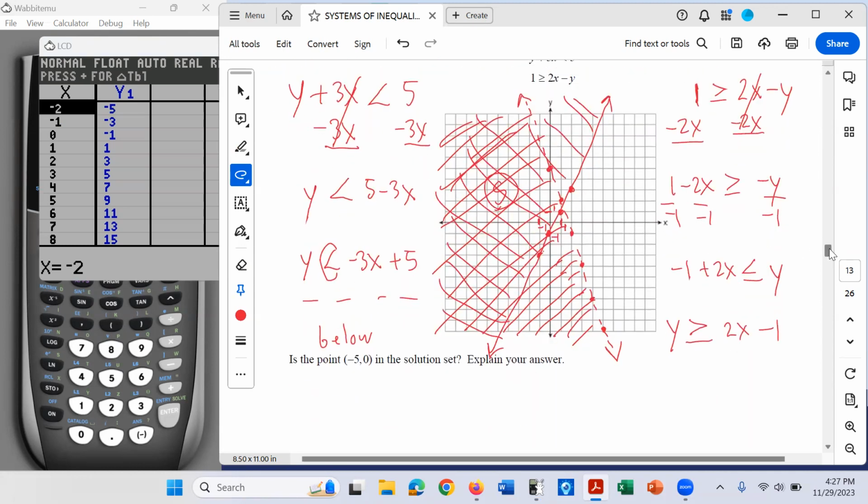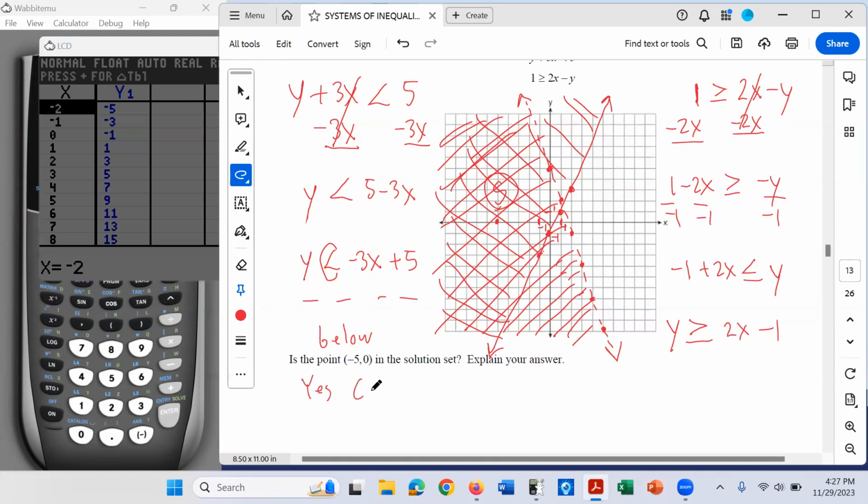Now let's talk about the last part of this question. It says, is the point -5, 0 in the solution set? And explain your answer. Well, let's try that. -5, -1, 2, 3, 4, 5. That's absolutely in my solution set. Why? Because it's right there in the double shaded area. So I would say yes, -5, 0 is in the solution set.